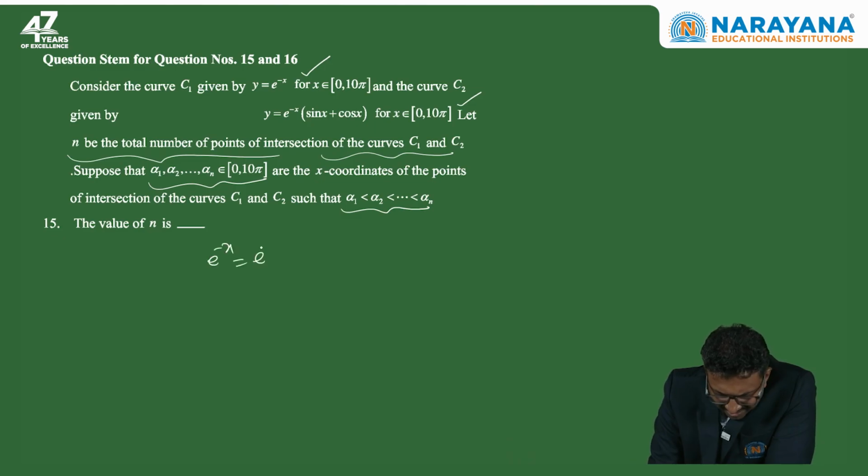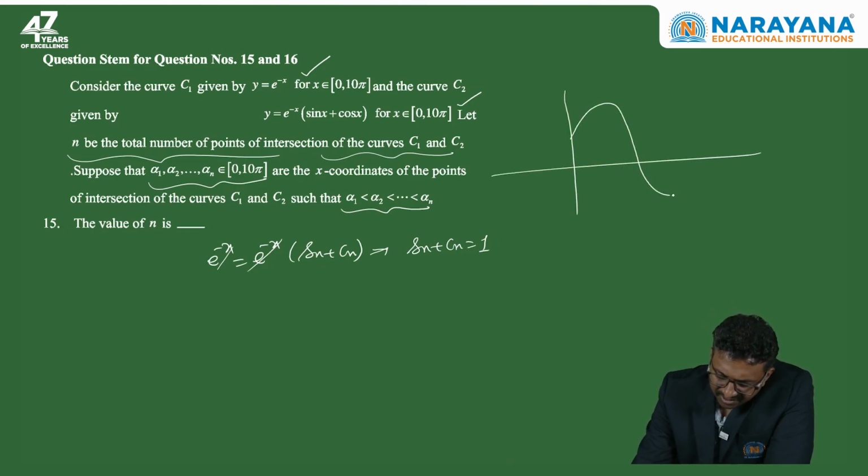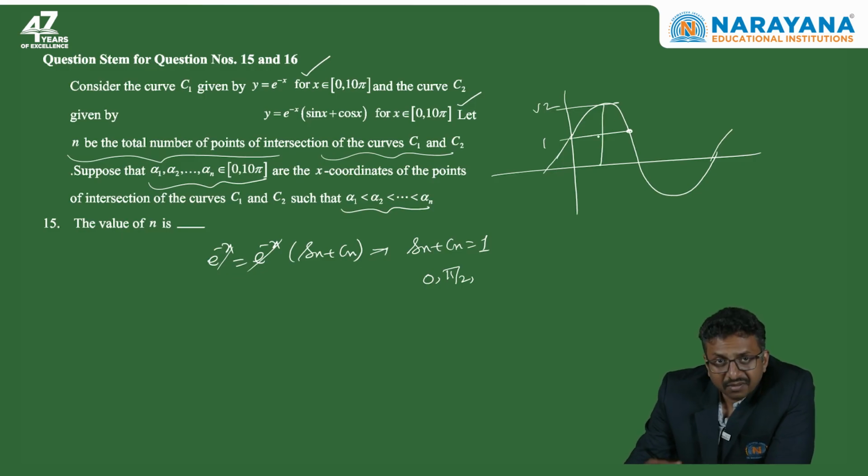So e power minus x is equal to e power minus x into sin x plus cos x, right? So for a point of intersection, sin x plus cos x is equal to 1. So we know the graph of sin x plus cos x. It's like this, right? It varies between 1 and root 2. If you take 0, it will be 1. Next, at pi by 2, it is again 1. At pi by 4, it becomes root 2.